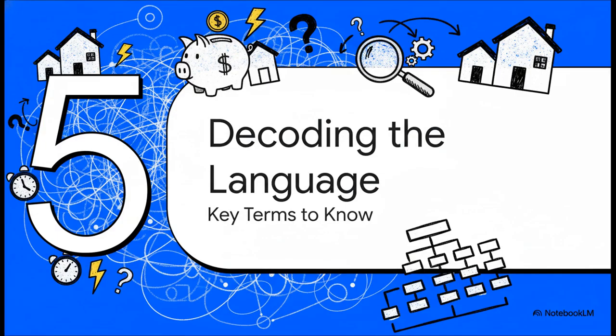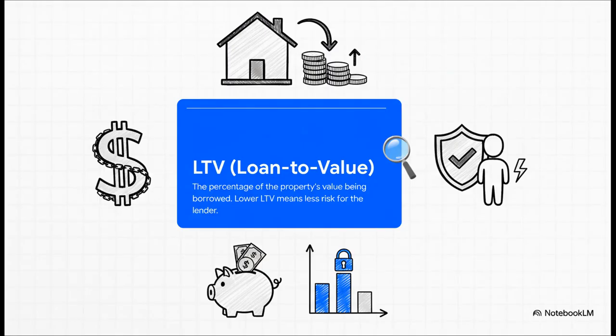Okay, we've got the philosophies, we've got the toolkits. Now, let's do a quick lightning round to make sure you can speak the language of mortgages. Time to decode some of these essential acronyms. First up, LTV, which stands for loan to value. This is just a fancy way of saying how much of the home's price you're borrowing.